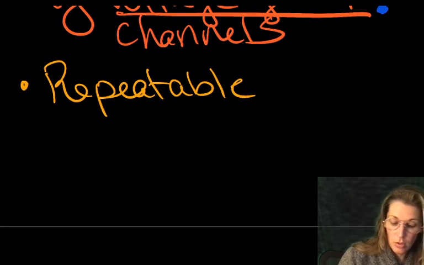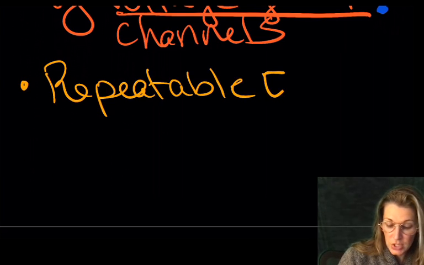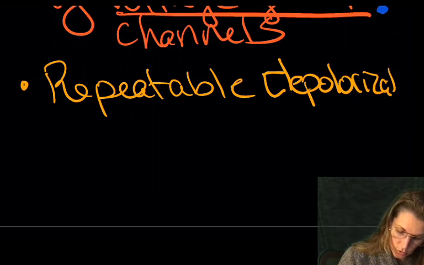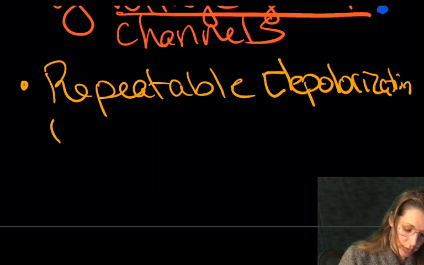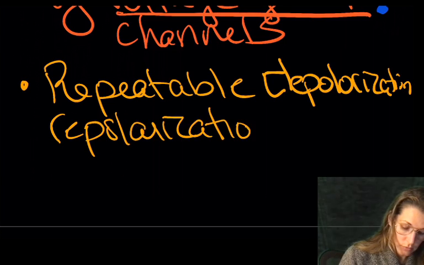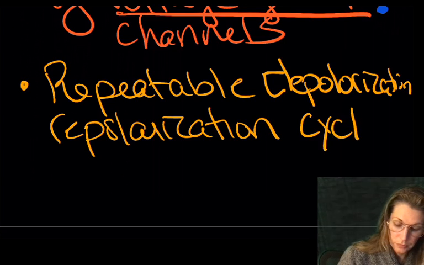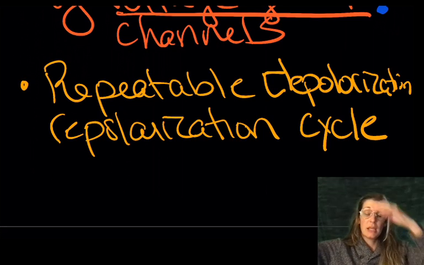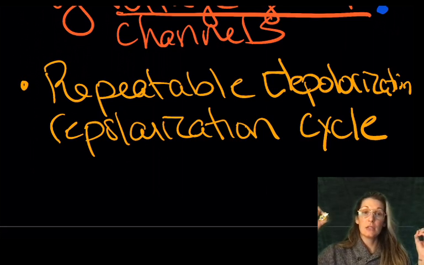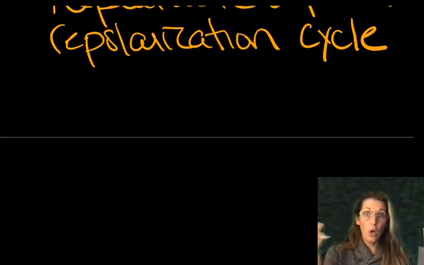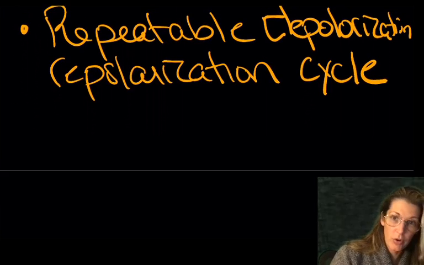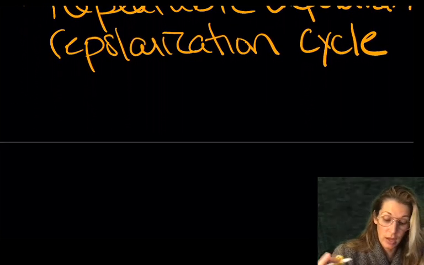One of the many cool things about action potentials is it's a repeatable depolarization, repolarization cycle. We depolarize, we repolarize, we depolarize, we repolarize, so that neuron is almost always ready to fire, except when it's in recovery. So we depolarize, repolarize, and then there is a recovery point. There is a recovery period.